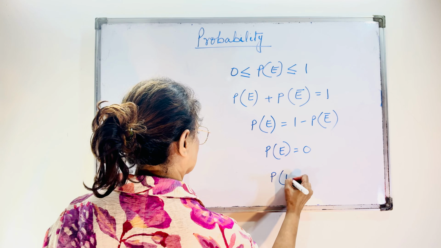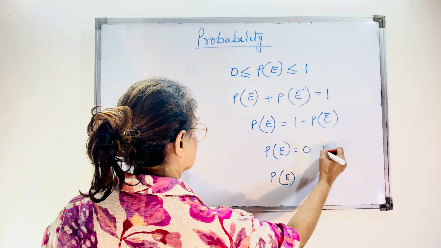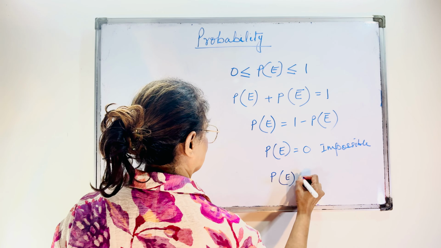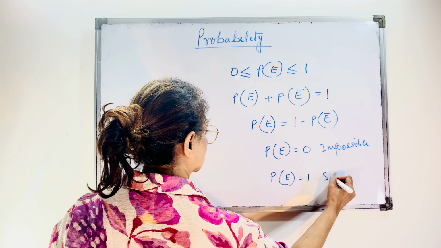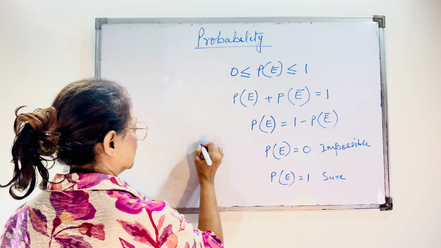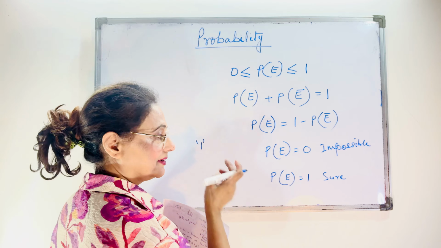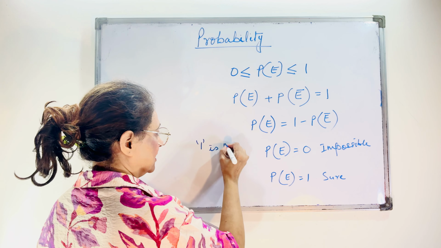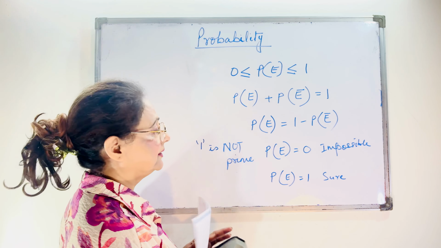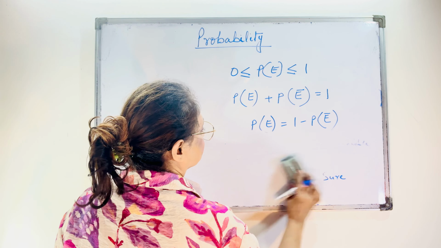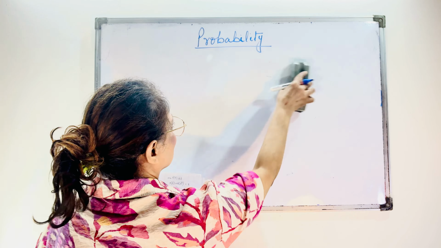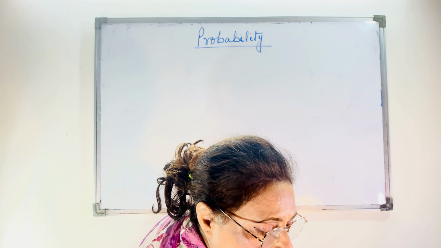Impossible event, right? This is an impossible event, with probability 0. And if it is 1, then it is a sure event. What else? One thing you need to know, I mean, be careful: 1 is not prime. Alright? 1 is not prime. Now I've taken up certain questions.